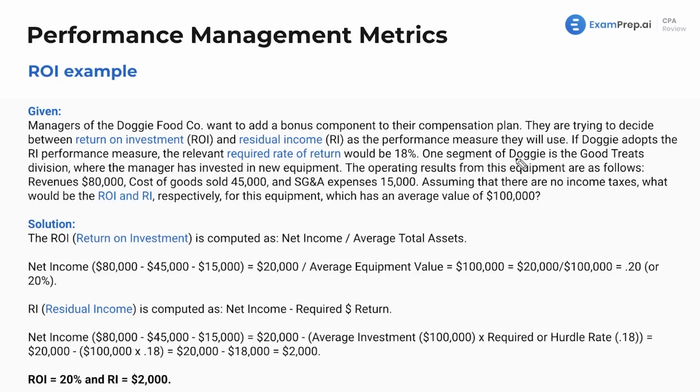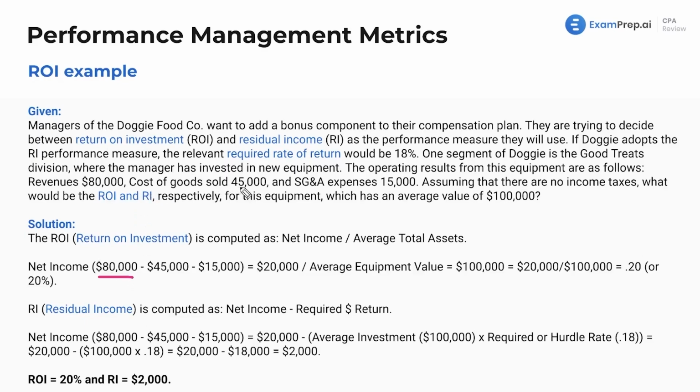One segment of Doggy Food Co. is the Good Treats division, where the manager has invested in new equipment. The operating results from this equipment are as follows. We've got revenue. Okay, now we're starting to hit the meat and potatoes. We've got revenues of 80, so we'll plug that in here, right? Start with the good revenue amount.